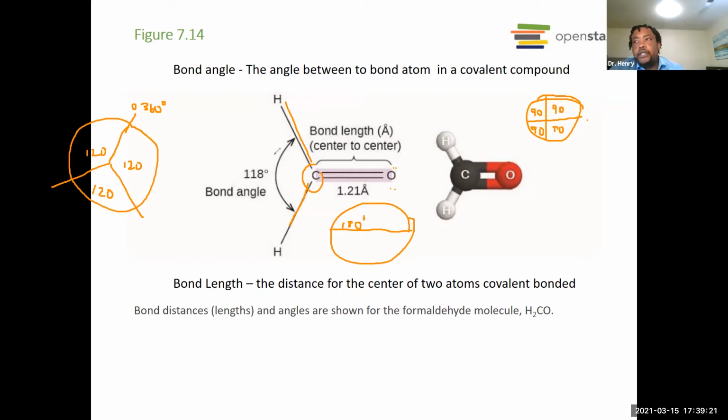Okay, good. So in the case of this, we have 3 attachments. So basically, in theory, this should be 120, 120, and 120. However, we actually have 121, 121, and 118. The reason why we have 121, 121, and 118 is because we have these lone pairs.